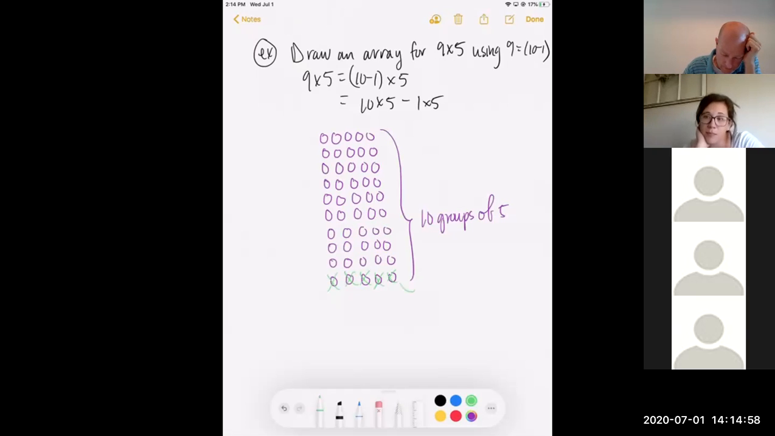And so then the 10 times 5 is 50. The 1 times 5 is 5. So 9 times 5 would be 45. Excellent. Yes, we did 10 times 5 equals 50. And our 9 times 5 is going to be 45.